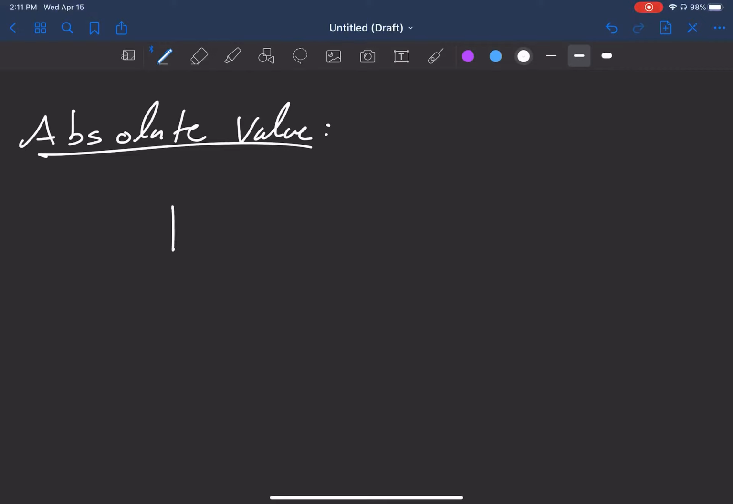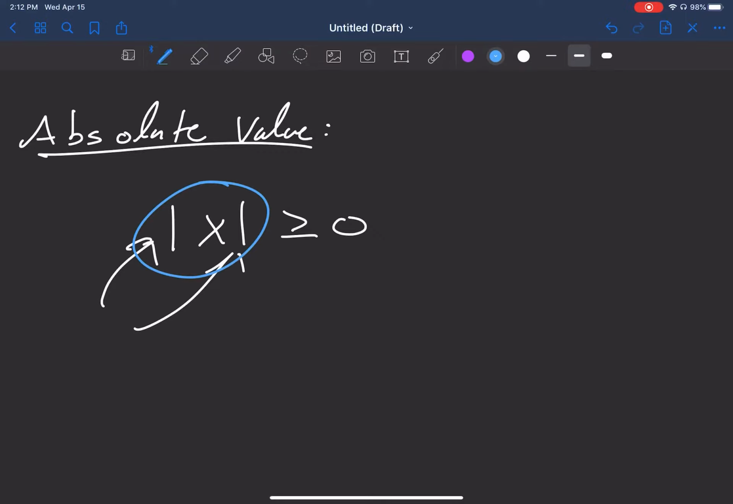Basically, it just revolves around these horizontal bars around something, and they always give back a non-negative number. What do we mean by non-negative number? Whatever value this ends up being, circled in blue, will be greater than or equal to zero. So it's either zero or a positive number. You can think of the number in this thing circled in blue as distance, distance from the origin, or distance from zero.